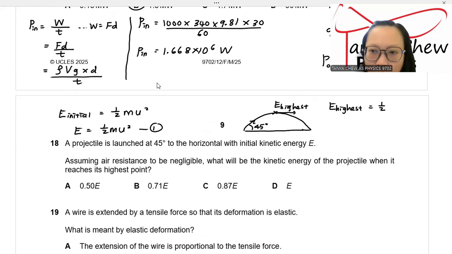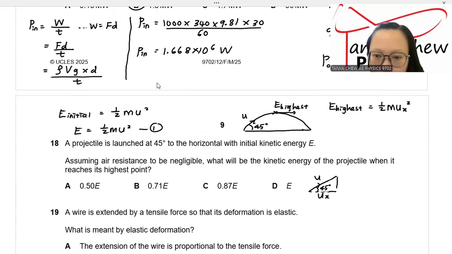is equal to half m u in the direction of x. This is u, I put this as u. And then if you want to find u in the direction of x, this is u. This is 45 degrees. And this is u in the direction of x. This is 90. So use cos theta. Cos 45 is equal to u x over u. That is why u in the x direction is u cos 45 degrees.